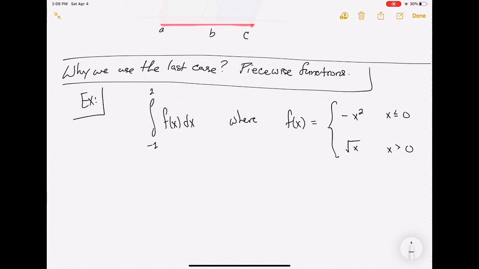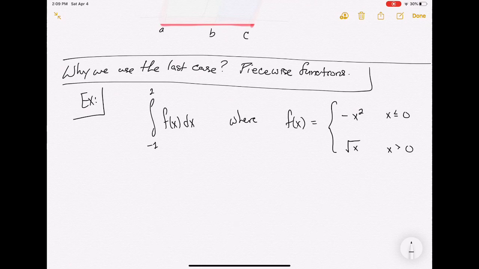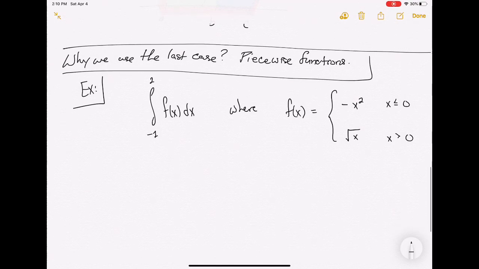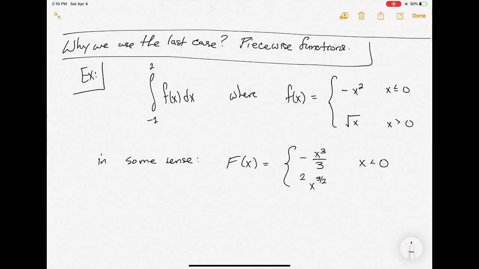Because all of a sudden, this piecewise function doesn't make any sense to take an antiderivative of, because it turns out it's not differentiable at x equals 0. But we can take an antiderivative of each piece, right? In some sense, the antiderivative should be -x cubed over 3 for x less than 0, and for the square root of x, which is really x to the 1/2 power, it should be x to the 3/2 divided by 3/2, which is the same as multiplying by 2/3, when x is greater than 0.